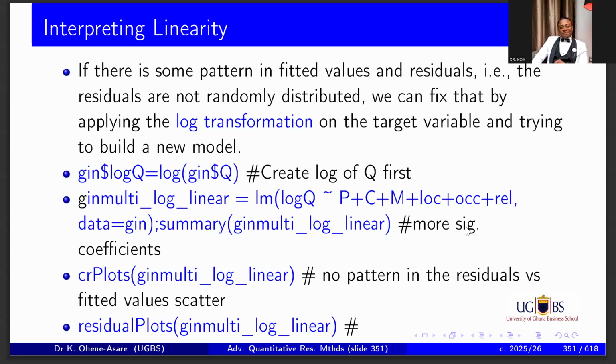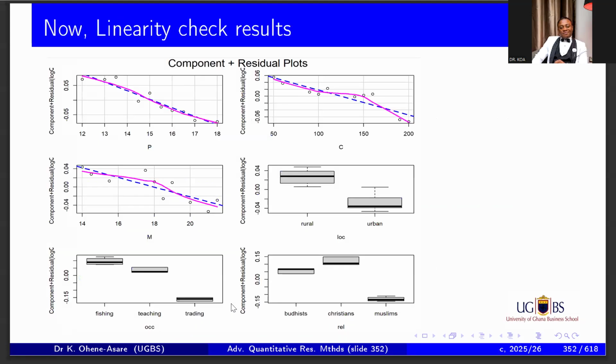And then you show the summary of the results. You're going to see something. Then you come back and check the component plot. And when you check it, you would notice that no pattern in the residuals versus fitted plot is exhibited. And we've already said that if there is some pattern, then the residuals are not randomly distributed, so we can fix that. And this is it.